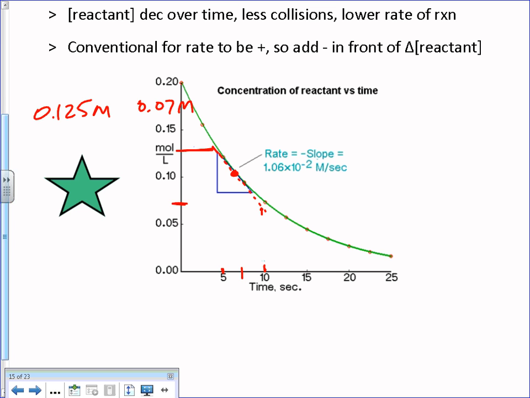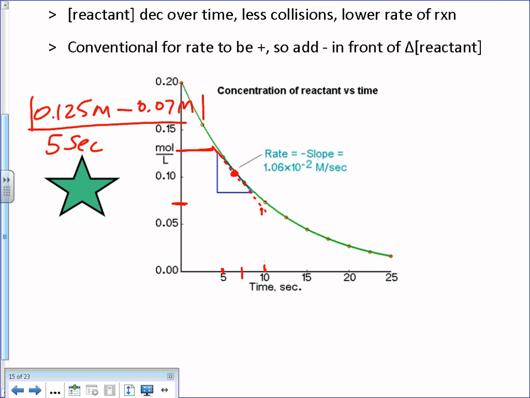So then you would look at the difference. So 0.07, so this is a negative rate, so it'd be 0.07 minus 0.125. I should have switched those, but I'm just going to do the absolute value of the difference there, divided by the change in time. What was my change in time? From where I looked, 5 to 10 seconds, so there's a 5-second difference, so 10 minus 5 is 5 seconds.